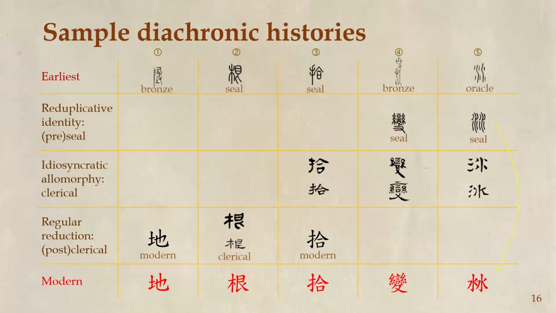So diachronically, we have the ordering of reduplication of identity, which is a pre-seal script phenomenon, then idiosyncratic allomorphy, which started in clerical script, and then regular reduction, which was after or late clerical script. Notice here the yellow arrow on the right side of column 5, which shows a kind of reemergence of reduplication. So initially it had a reduplicated form. It was reanalyzed in terms of idiosyncratic allomorphy in clerical script, and then in modern script, it has returned back to the reduplicated form, which already shows you that diachronic history is not explaining why the modern pattern is the way it is.